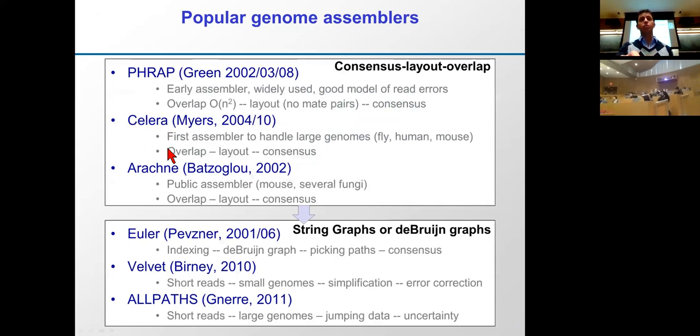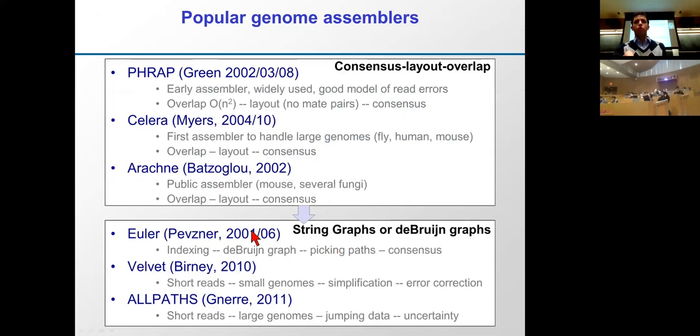The Celera assembler, based on the private company that tried to sequence the human genome at the same time as the public effort. Gene Myers basically wrote that first assembler that was able to handle very large genomes. He applied it to fly and then human and the mouse. And that was also an overlap layout consensus. Then the Arachne assembler, which was used by the public sequencing effort, was written by Serafim Batzoglou. That also led to the assembly of the mouse and several fungi, and that was also an overlap layout consensus algorithm.